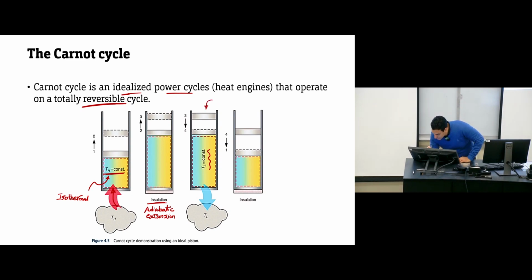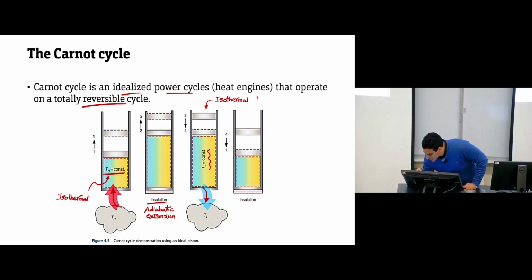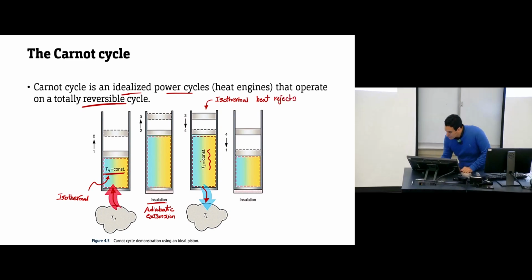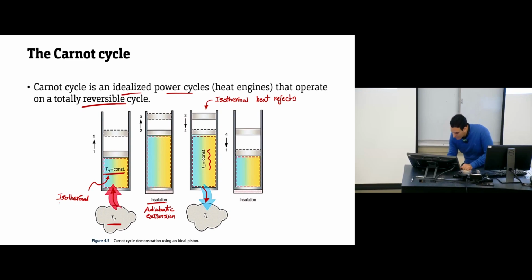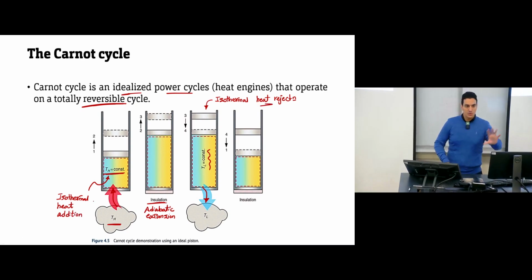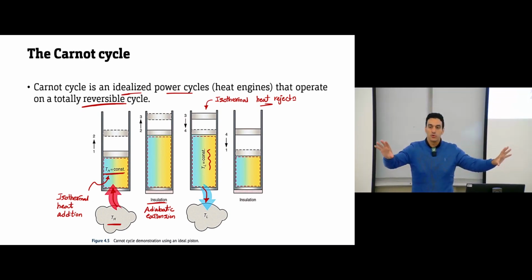Since TL is constant, so we have isothermal. And here, as you can see, an amount of heat is released. So this step is called isothermal heat rejection. This step is completely opposite to this one. Here we have isothermal heat addition, and here we have isothermal heat rejection. So step number 1 and step number 3 are opposing each other.